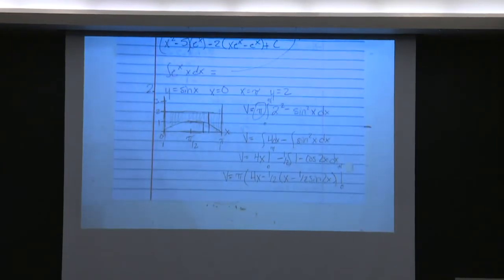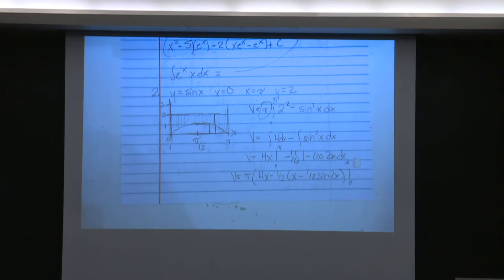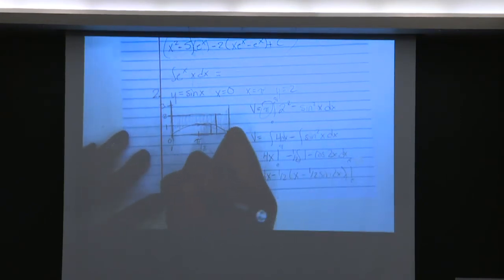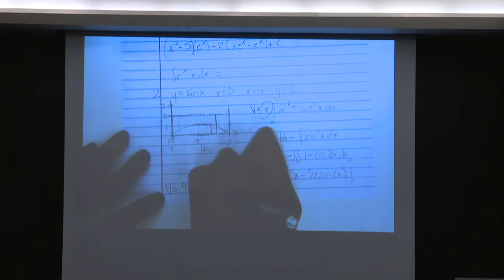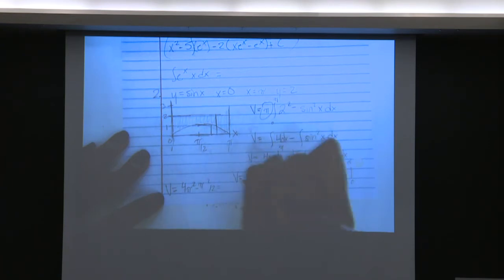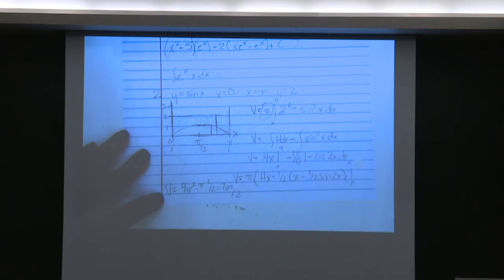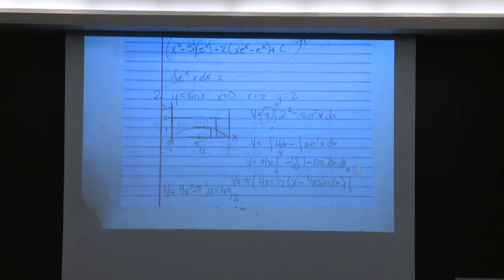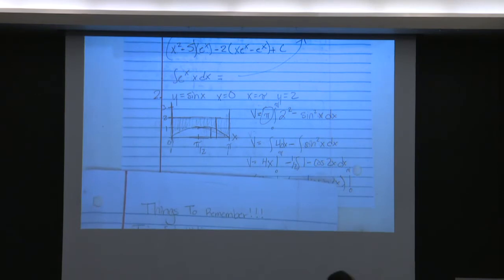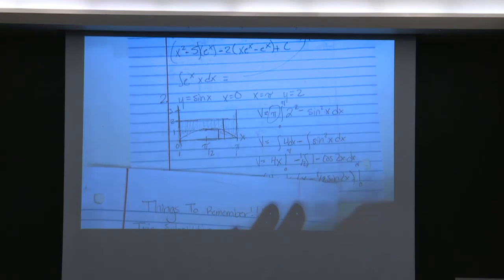Any questions? And then you just go through and evaluate, and you'll end up getting 4 pi squared minus pi squared over 2, and that gives you 7 pi squared over 2. Yes, this was the identity: sine squared theta equals 1 minus cosine 2 theta times 1/2.